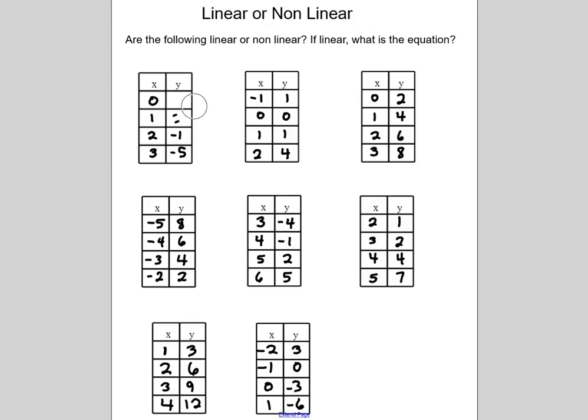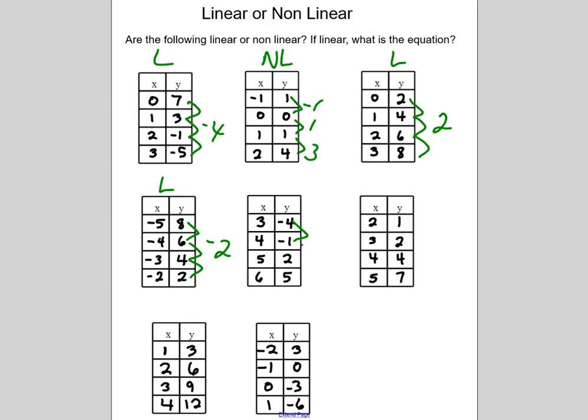Then we look at what the y's are going up or down by. In this case, every time we're going down by 4. That means it's linear. In this case, we're going down by 1, then up by 1, then up by 3. Not the same number, it's nonlinear. Here, we're going up by 2 every time, it's linear. Here, we're going down by 2 every time, still linear.